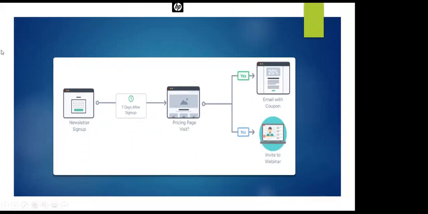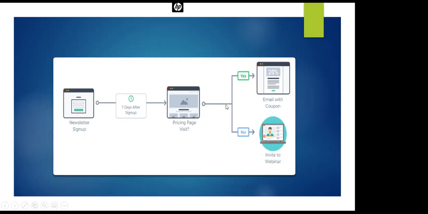Let's try to see an example. Suppose you have a website and you got a newsletter sign up. Now after 7 days of sign up, you have built a system wherein you will check if after sign up I have visited your pricing page or not, if I have inquired about any product or not. If yes, then there should be an automated marketing automation system built wherein if I have visited the pricing page but have not purchased anything, I should get a 20% discount coupon.